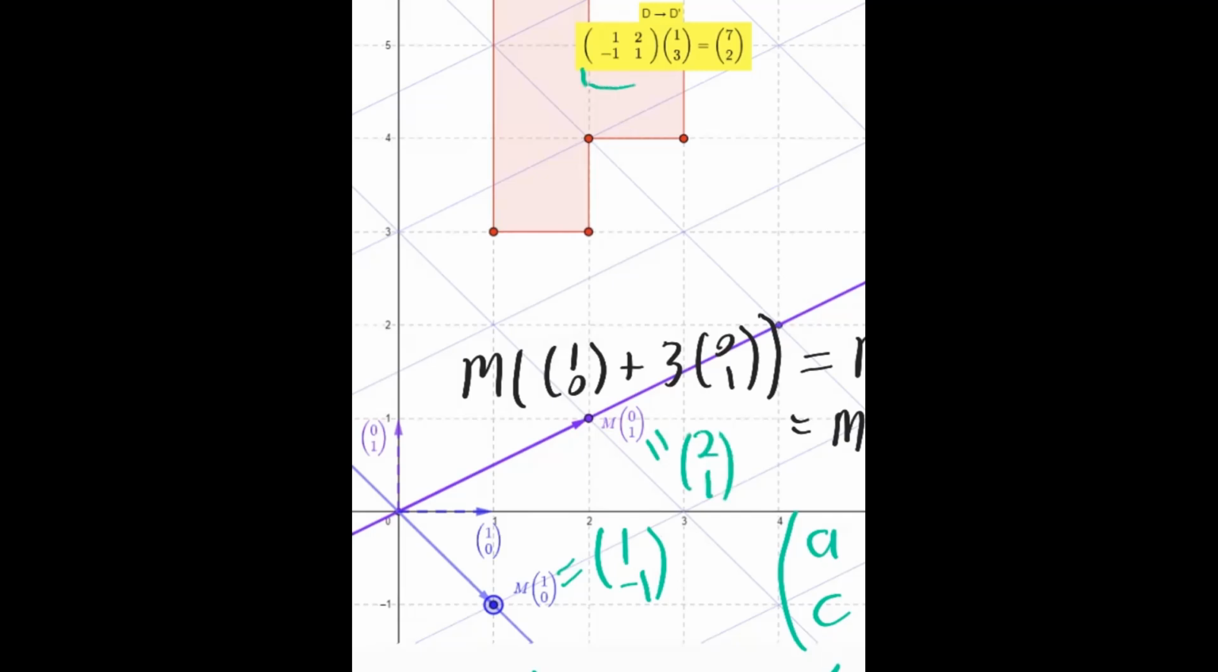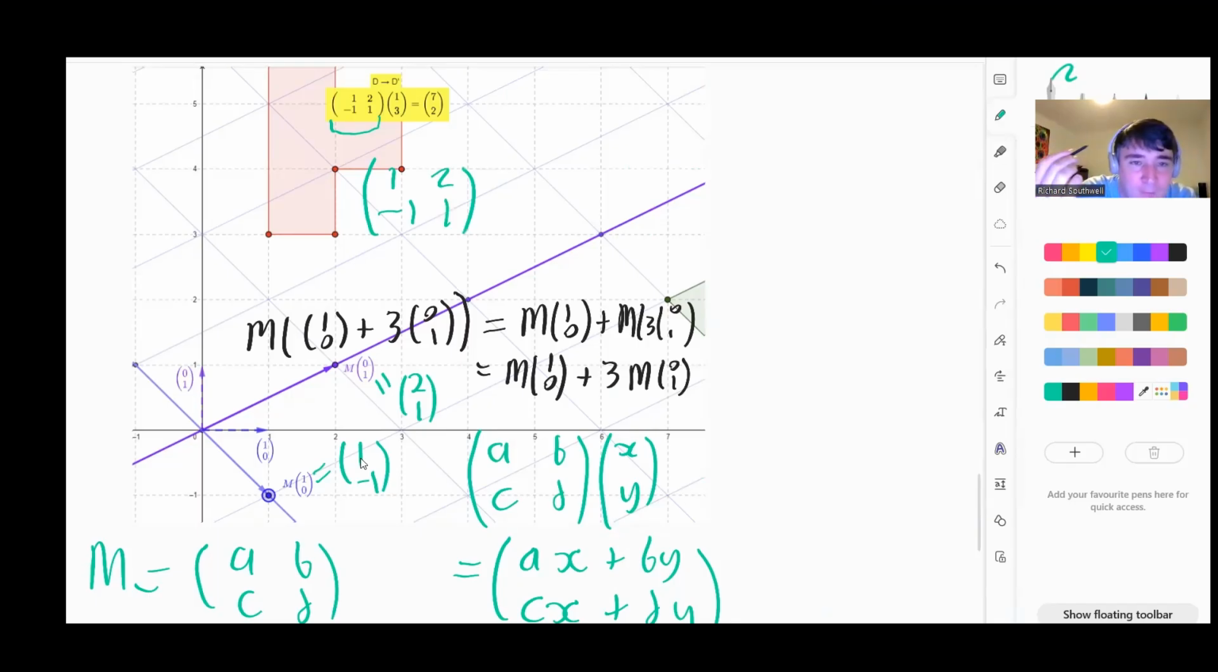And look at this. This is the matrix that we're multiplying by. This is the matrix we get by sticking together these two. So if we look at the image of 1, 0, that's 1, -1. If we look at the image of 0, 1, that's 2, 1. So that gives us our matrix. And then we're interested in what happened to this point here, this point 1, 3.